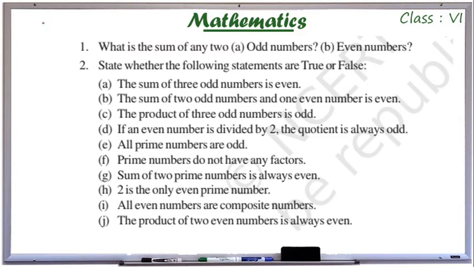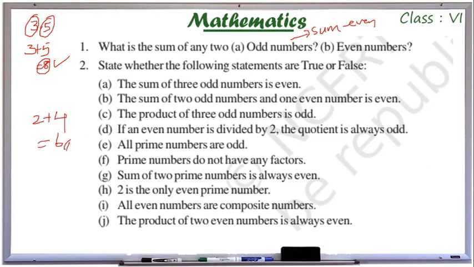For example, take two odd numbers, 3 and 5. What is the sum of two odd numbers? 3 plus 5 is equal to 8, which is an even number. So, if you take any two odd numbers, the sum will be even. And also, if you take any two even numbers, then also the sum will be even. So, the sum of two odd numbers and the sum of two even numbers are even.